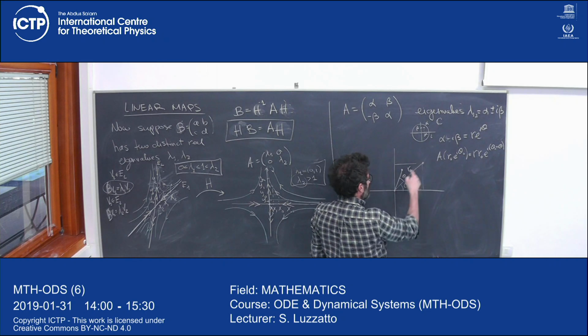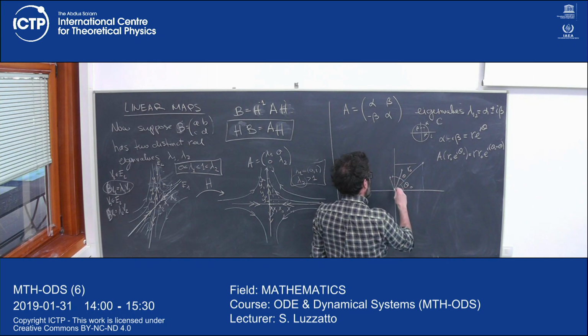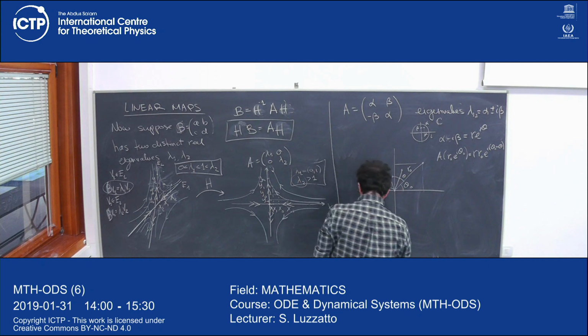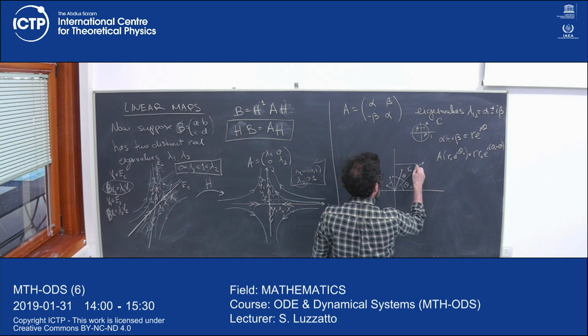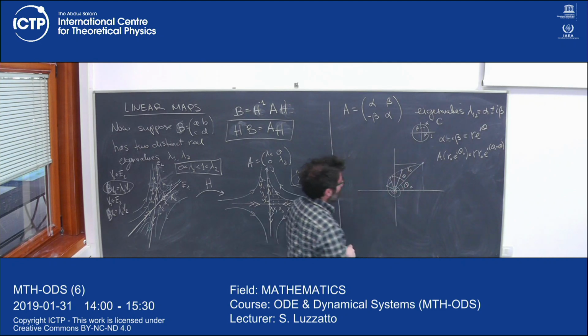shrinking from r0 to r times r0, and then you add theta again, and then you're shrinking again, and then you add theta again, and then you're shrinking again. Okay, and then you can see that what's happening is that you are moving along a spiral like this.